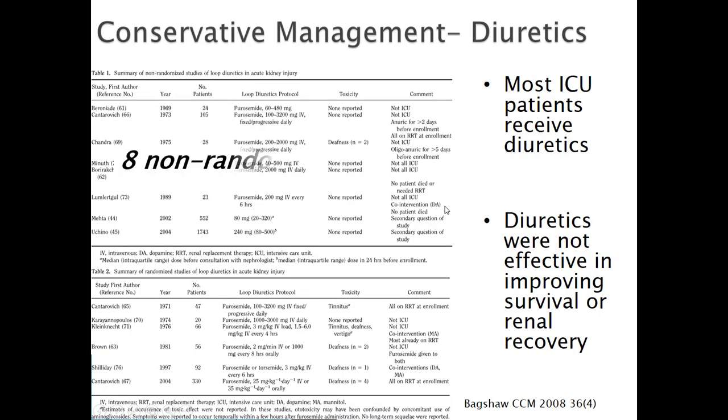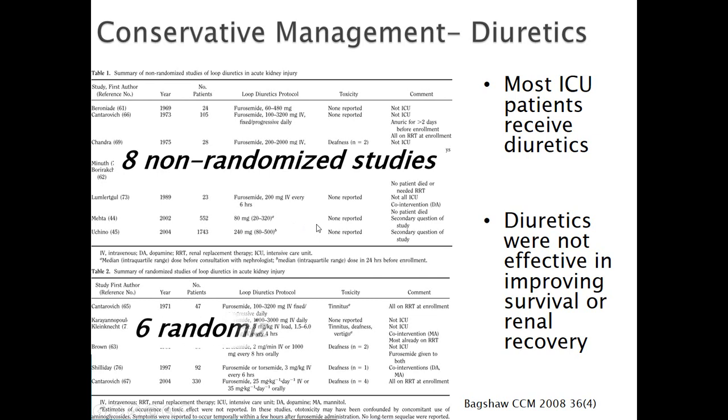So we know from studies, either randomized or non-randomized studies, that most patients actually receive a diuretic. So most patients that have acute kidney injury receive a diuretic. But diuretics are not really effective in improving survival or renal recovery. So that's a surprise, right?